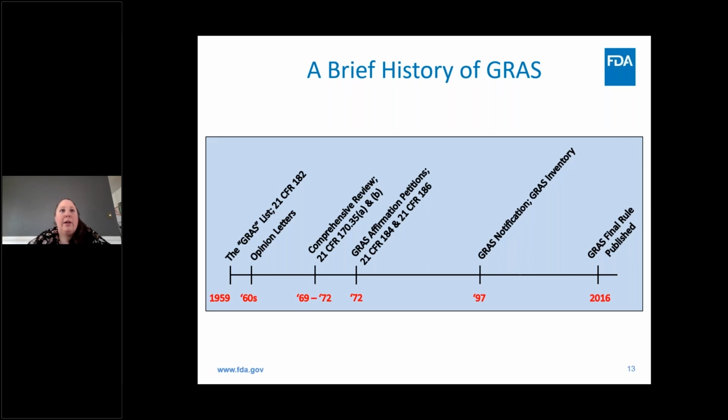So the GRAS provision has been in effect since 1958, and while the provision itself hasn't changed, FDA's administration of the GRAS provision has. After the Food Additives Amendment Act was passed, FDA generated what was known as the GRAS list, which were substances that did not need a formal pre-market review because their safety had already been established, either because of a long history of safe use in food, or it was a substance that we had a great deal of information on already, and so a review was deemed not necessary. The list was incorporated into the CFR.